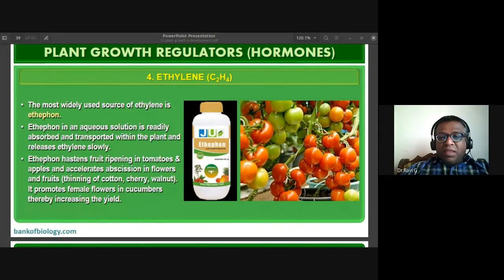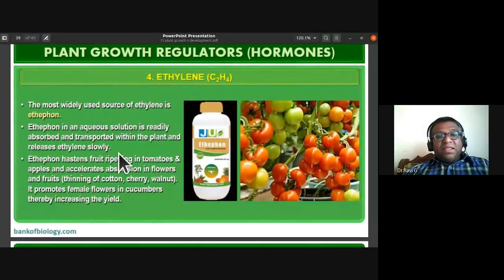So maybe in the NEET examination or in CET, they might ask this question. 2-chloroethylphosphonic acid, or CEPA, is the scientific name of ethephon. Commercially available ethylene is in the form of ethephon. Ethephon is nothing but 2-chloroethylphosphonic acid. Ethephon in an aqueous solution is readily absorbed and transported within the plant, and it releases ethylene slowly. So when you dissolve ethephon in water and this aqueous solution is sprayed on the plants, it is readily absorbed and transported within the plant, and it releases ethylene slowly.